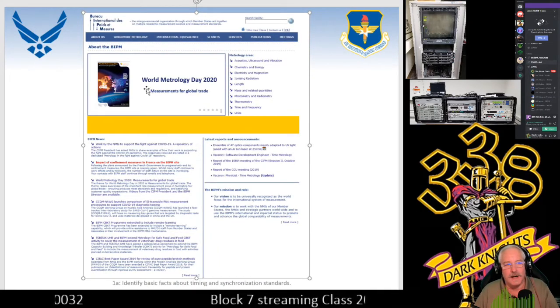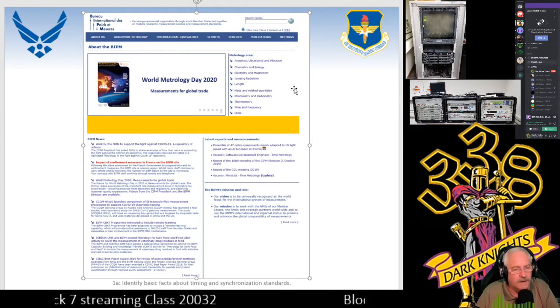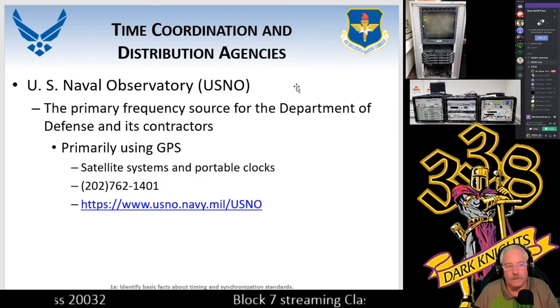You can go to the right-hand side where it says metrology area, and again, this is the link. You can look for acoustics, ultrasound, and vibration. You can see chemistry and biology, electricity and magnetism, ionizing radiation, length, mass and related quantities, photometry, radiometry, thermometry, time and frequency, which is where we would be most interested, and units. So that's one place where the timing is being kept along with everything else.